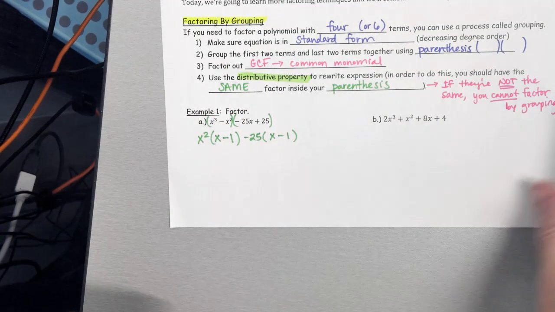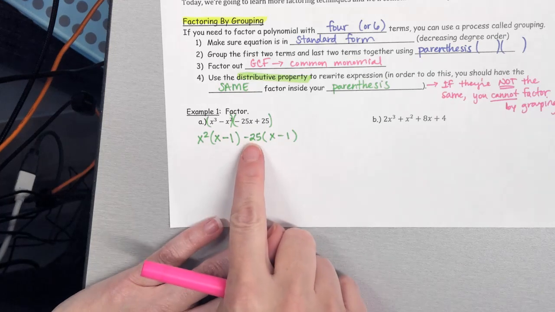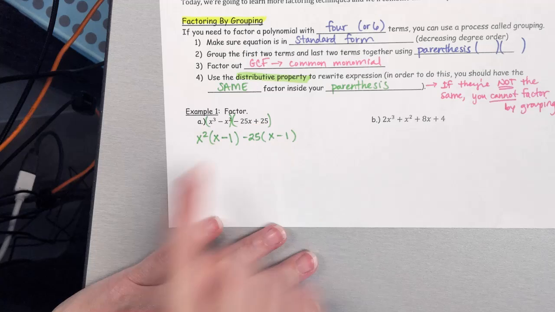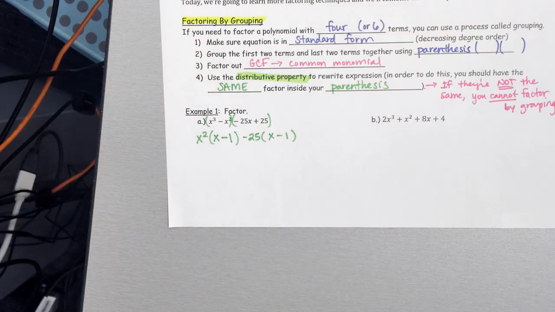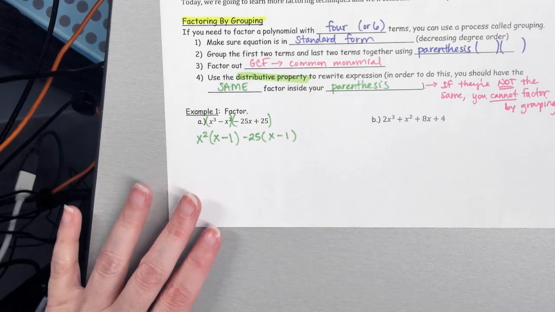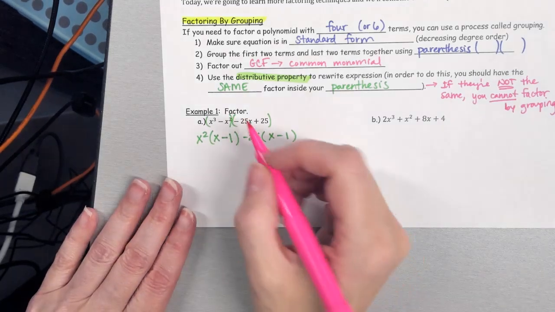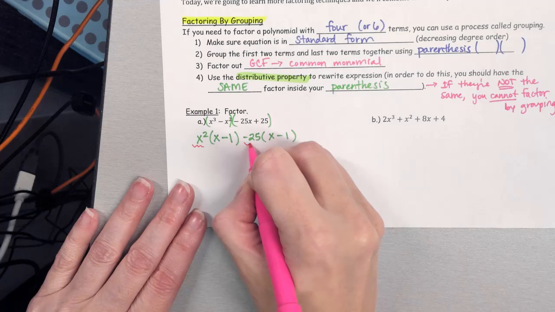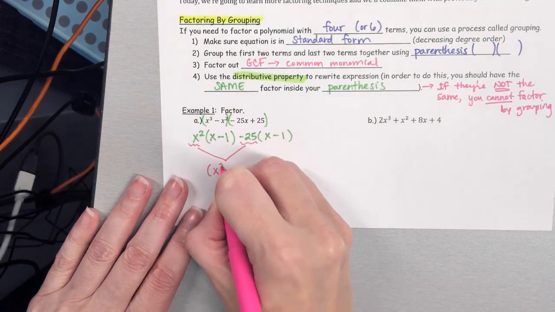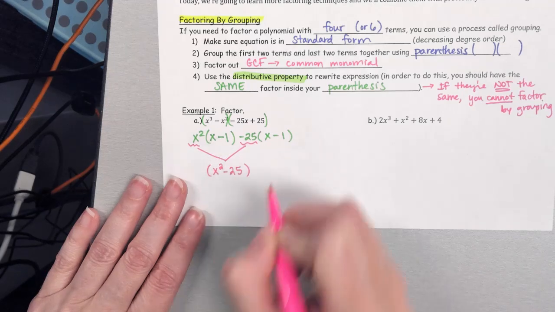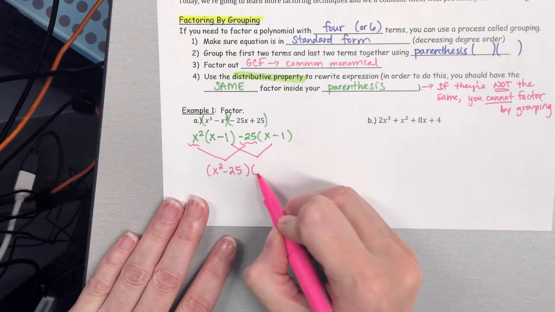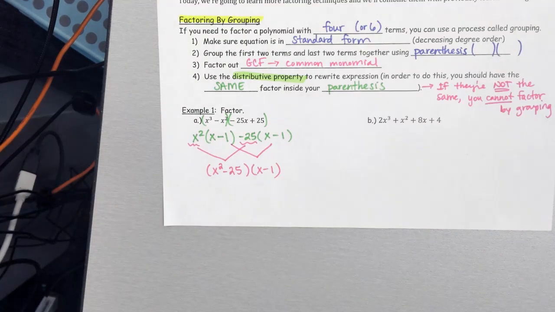Now, you can always check that with the distributive property. Negative 25 times x is negative 25x. Negative 25 times negative 1 is positive 25. And then this is the step where you're going to use the distributive property. Whatever is on the outside becomes one factor, x squared minus 25. The other factor is x minus 1.